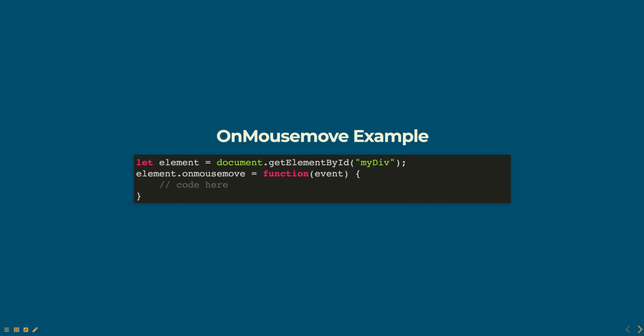OnMouseMove event is triggered when the user moves their mouse over an element. This can be used to change the appearance of an element, display a tooltip, or track the position of the mouse. Below is an example of onMouseMove event.